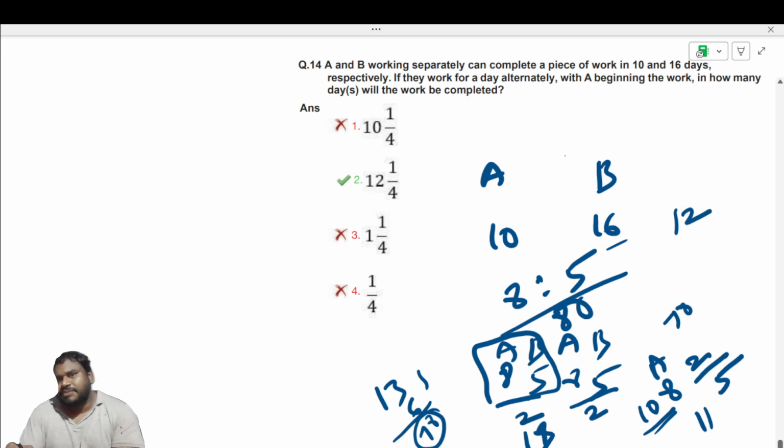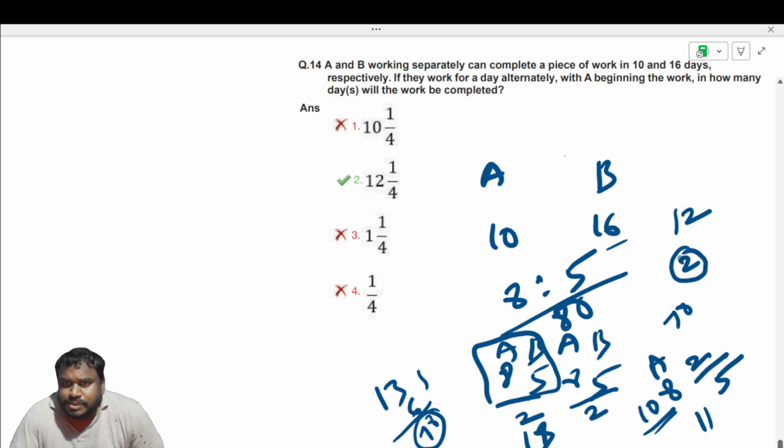Okay, for 13 parts, 2 days. So 13 into 6 times is 78. 2 into 6 is 12 days of work. And on the 13th day, so 12 days completed. So in 12 days, 78 parts. 2 parts should be completed.